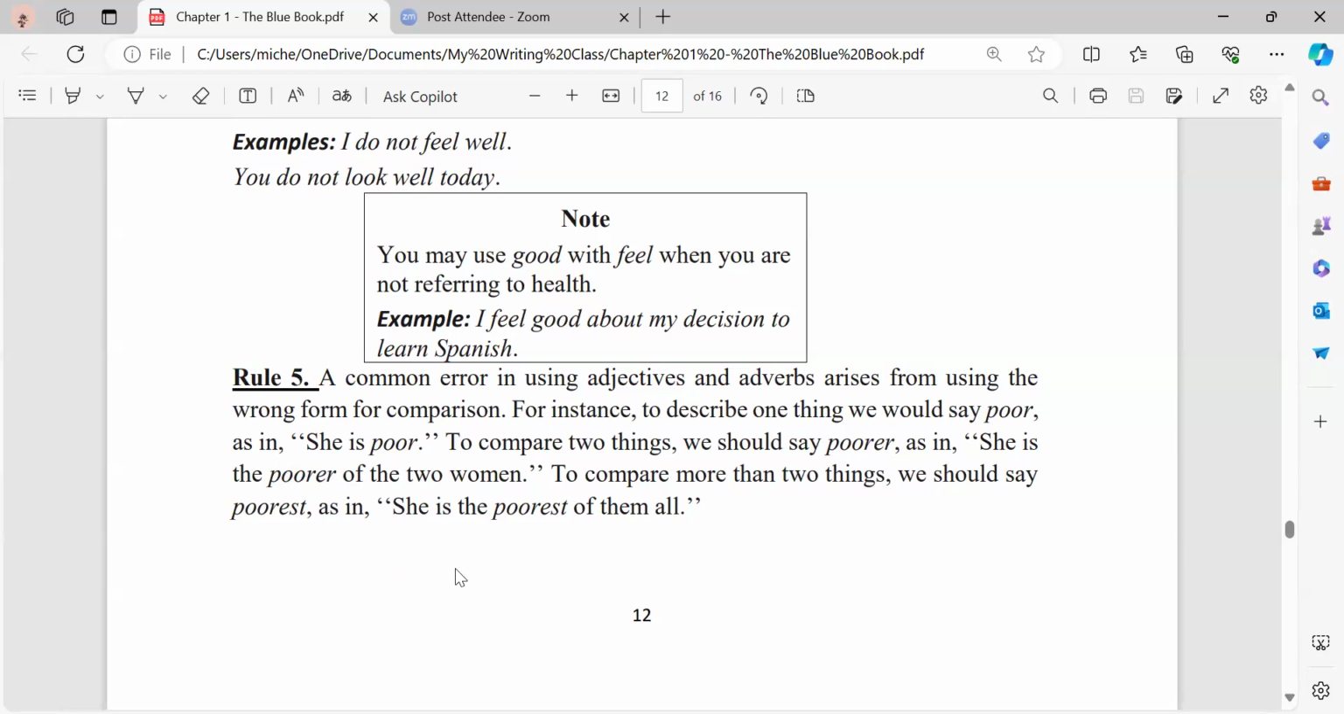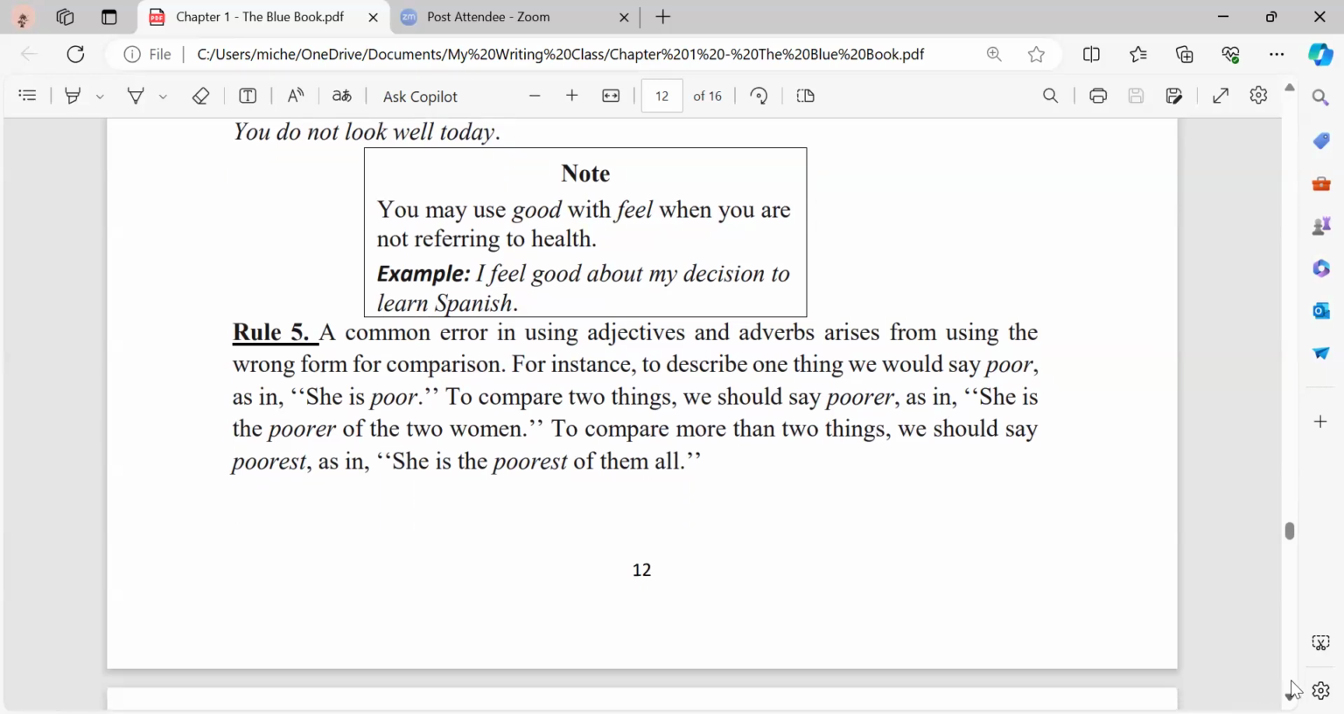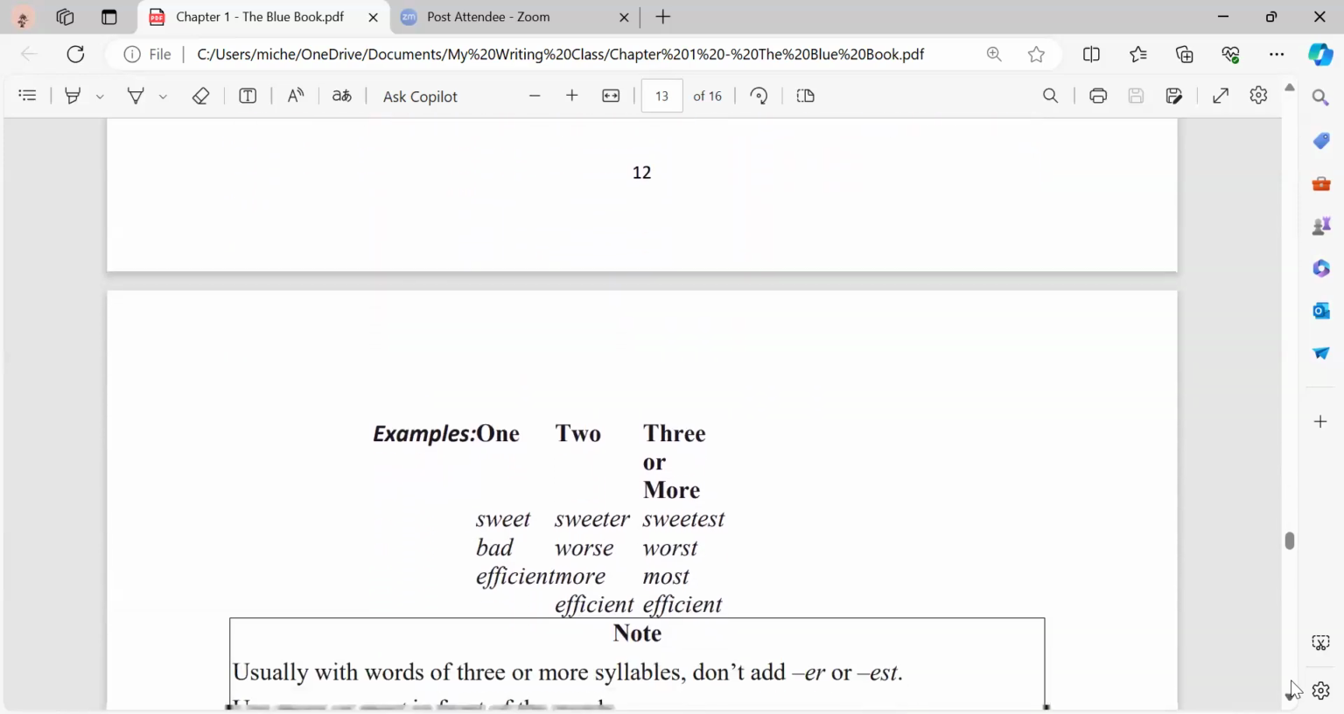So comparative means that we are comparing two persons or two subjects. But if we say poorest, which is a superlative, we're talking about something that's poorest among all of them. So it means more than two, probably three. So that's for rule number 5.